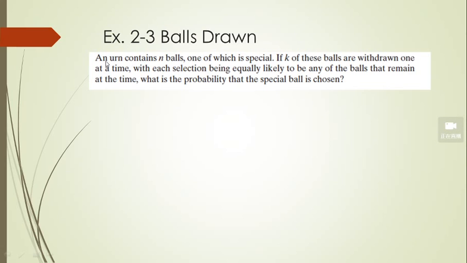Now let's read this example. An urn contains n balls, okay, n balls, one of which is special. So out of the n balls, only one is special. If k of these balls are withdrawn one at a time, with each selection being equally likely to be any of the balls that remain at the time, what is the probability that the special ball is chosen? Okay. So here, out of the n balls, one is special.